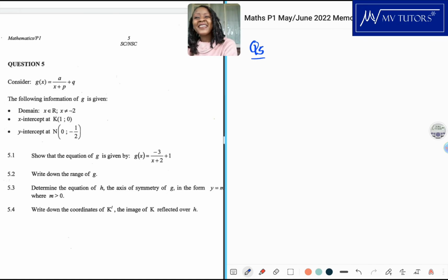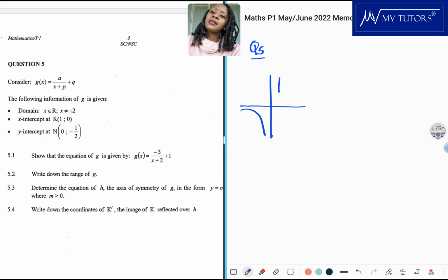Okay, so now question 5. We have here a hyperbolic function, g of x. The following information about this function is given. So if you have a hyperbolic function, guys, if a is positive, it will be in these quadrants. If a is negative, it'll be in these quadrants.